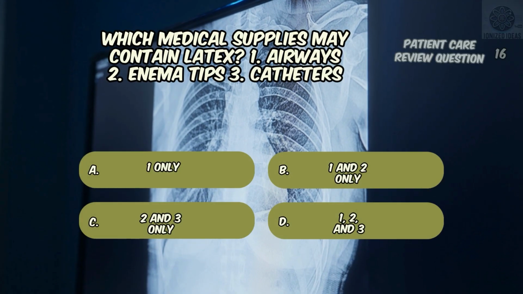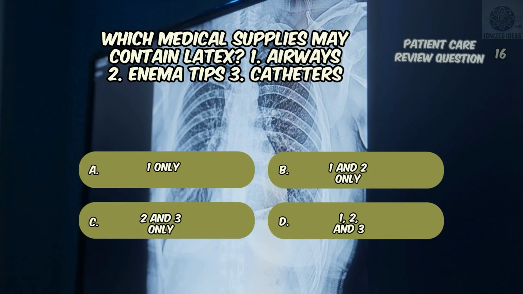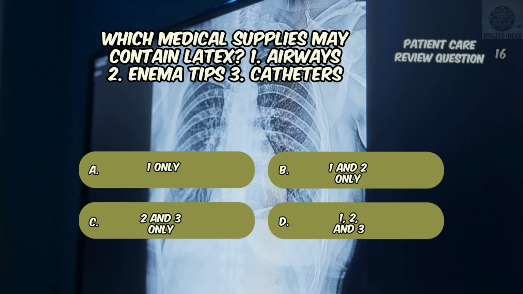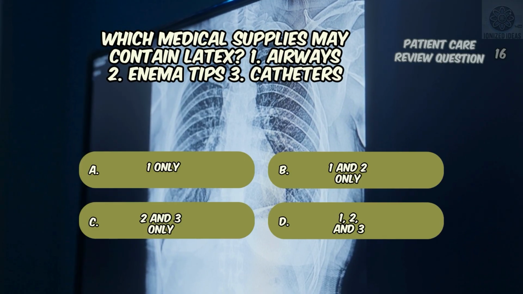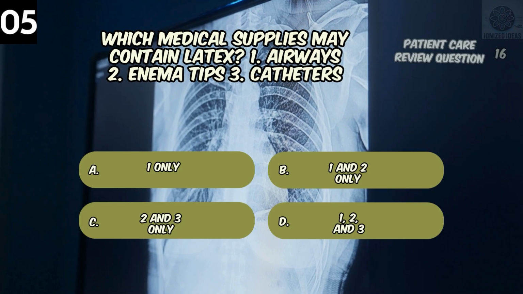Which medical supplies may contain latex? 1. Airways. 2. Enema tips. 3. Catheters. A. 1 only, B. 1 and 2 only, C. 2 and 3 only, D. 1, 2, and 3.